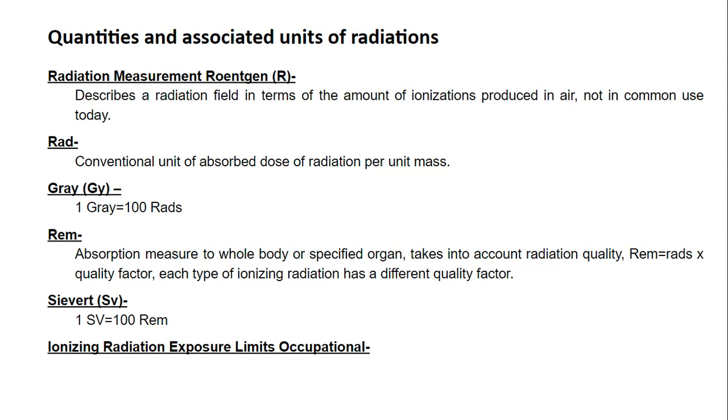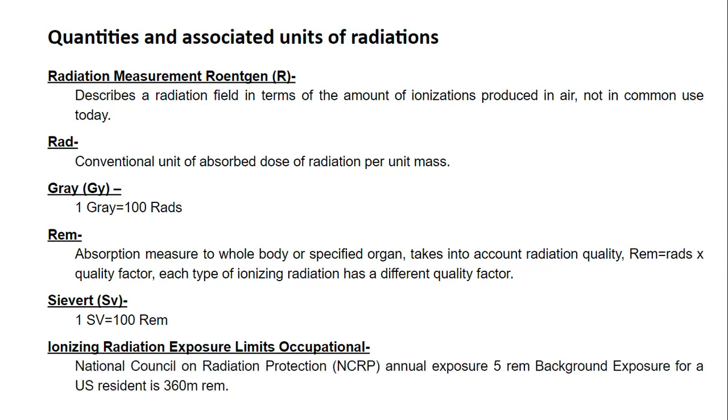Ionizing radiation exposure limits for occupational or focal persons: according to the National Council on Radiation Protection, NCRP, annual exposure could be 5 REM. Background exposure for a US resident is 360 REM. What are the internal and external hazards that could be caused by radiations? Ionizing radiation exposure is categorized into four categories: radioactive contaminants on intact skin, local radiation injury, whole body exposure, and internal deposition.